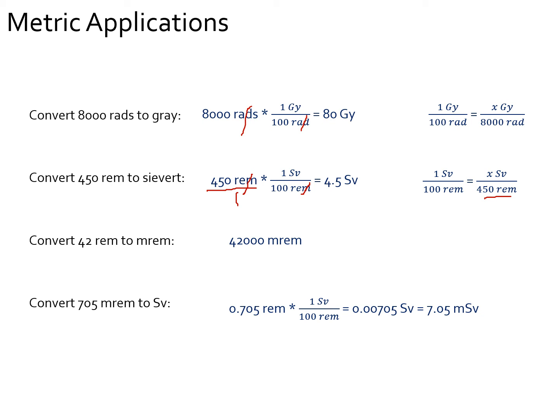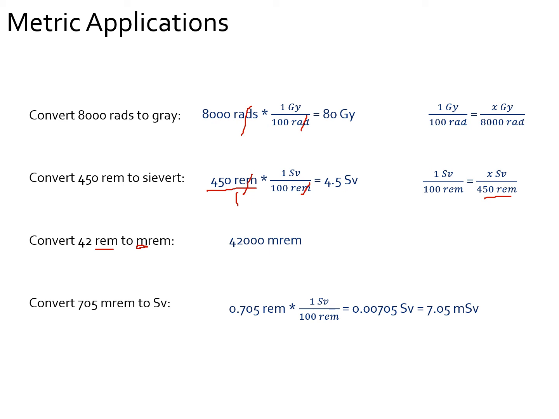The third one, I'm going from a rem to a millirem. So now my rem is my base unit. So to go from a base unit to milli, you're just going to the right 3 times. So 42,000 millirem.